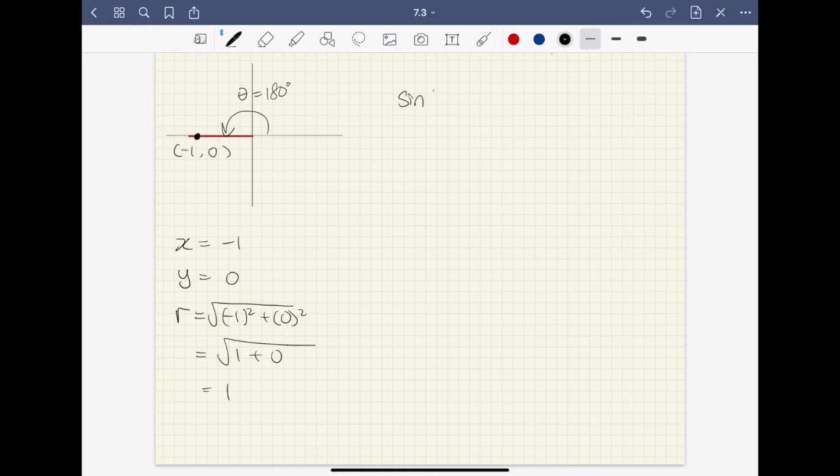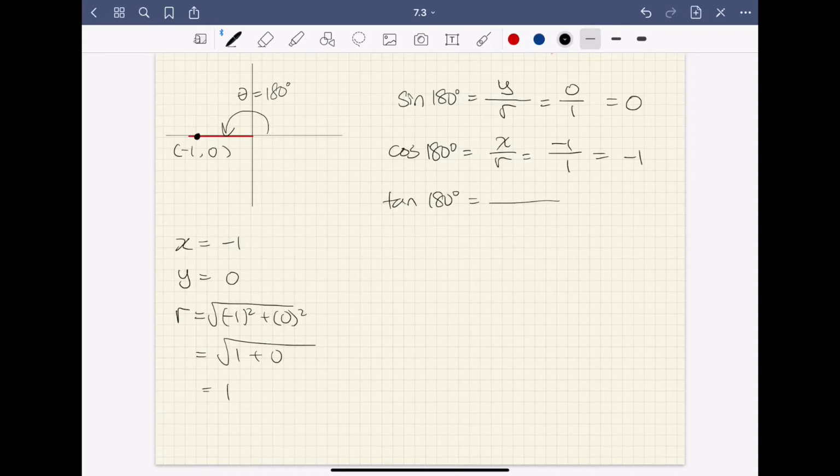So let's find out what sine 180 degrees is equal to. Sine 180 degrees is y over r, which is 0 over 1. So we know it's equal to 0. What about cos 180 degrees? That would be x over r. So -1 over 1, that would be -1. And tangent 180 degrees is y over x. So that will be 0 over -1, which is 0.